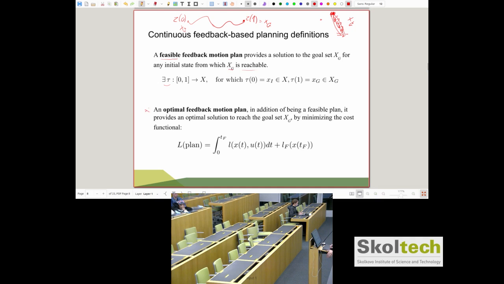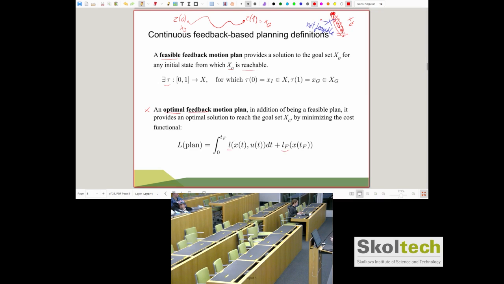And the second definition is, fine, you can have any plan you want, but which one is an optimal plan? Optimal feedback plan. So in addition to being feasible, for instance, this one is not possible, not feasible, you want this to be optimal. And optimality, remember, depends on how you define your cost function, right?